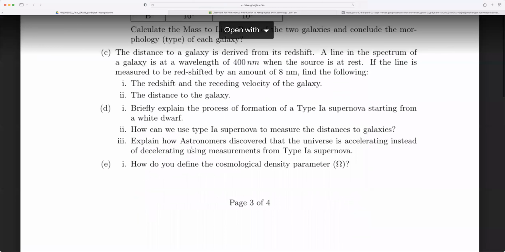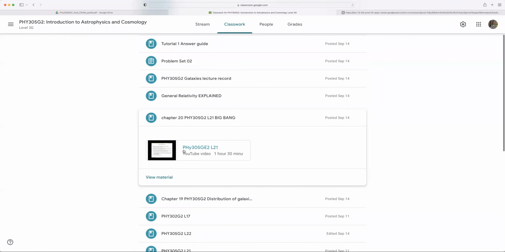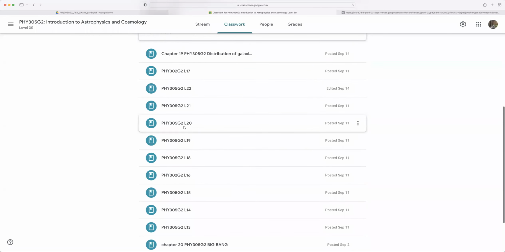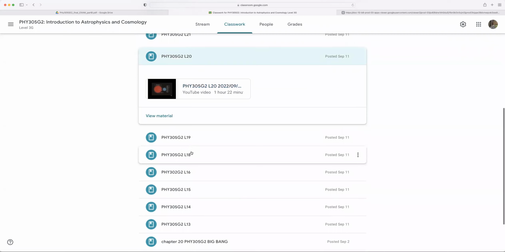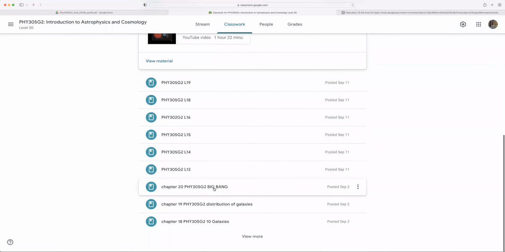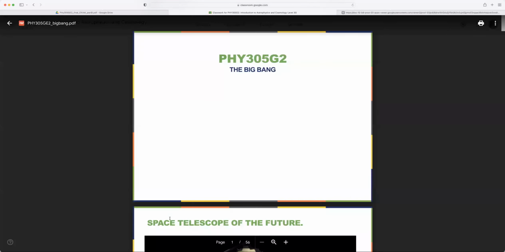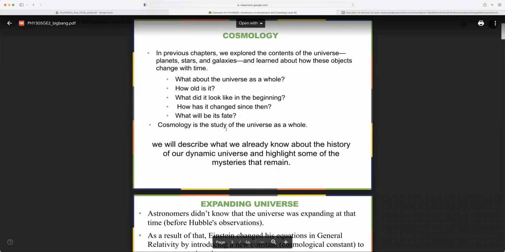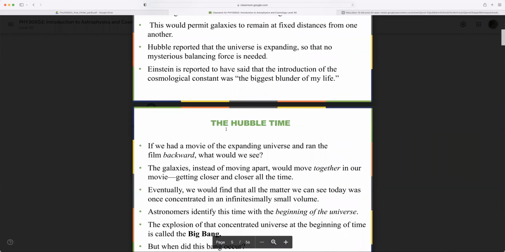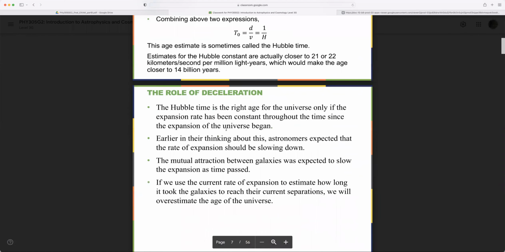So that's what I am asking here about lecture number 20. Now, if you go to the notes also, the notes are right here. There's the last one about the Big Bang. You can see this is about the expanding universe and the Hubble time, age of the universe.